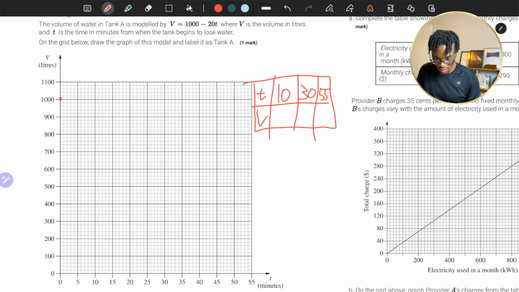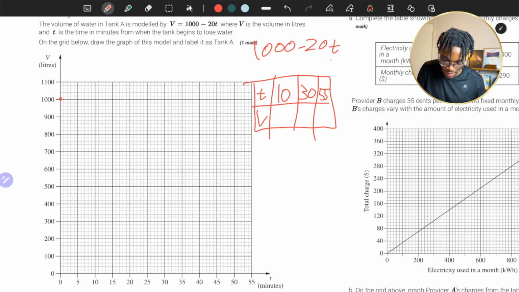Right. So when T equals 10, we just put 1,000 minus 20T. Right. We sub this T for 10. So we have 1,000 minus 20 times 10. 800. Do it for 30 as well. 400. 55. Get minus 100. Right. So maybe 50. Yeah, so for 50, we get 0.